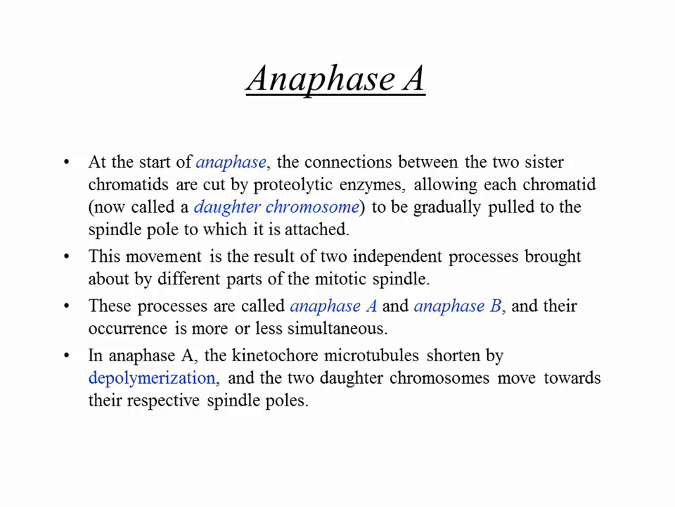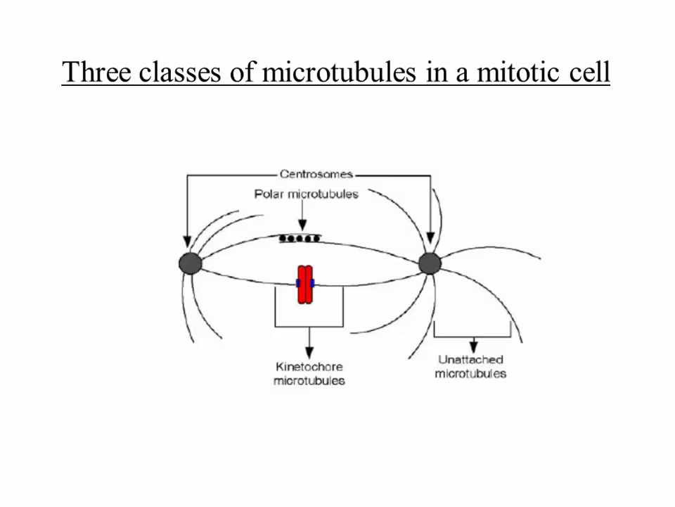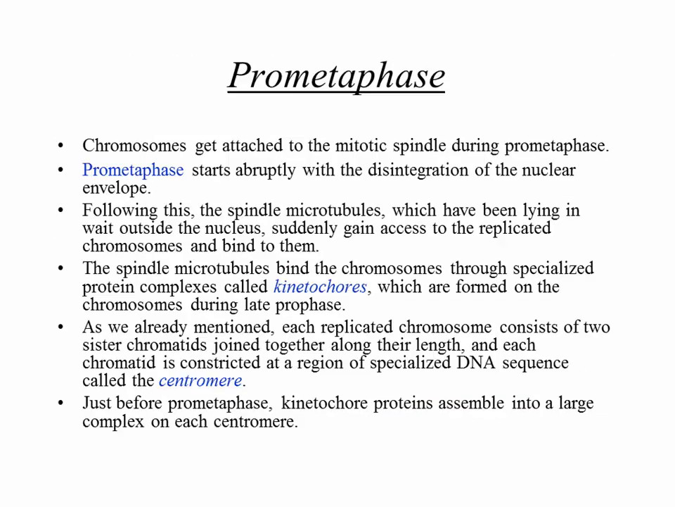This movement is the result of two independent processes brought about by different parts of the mitotic spindle. These processes are called anaphase A and anaphase B, and they occur more or less simultaneously, at the same time. And what are those mechanisms? If you go back to that earlier picture, two things can pull the chromosomes apart. Number one, if this thing starts shortening, it can pull them apart. The second thing is if the poles start moving away from each other. How can that happen? Well, if more units are added here and these two things start sliding away from each other, that can also happen. One of them is called anaphase A, the other is called anaphase B, and that's what I will try to explain.